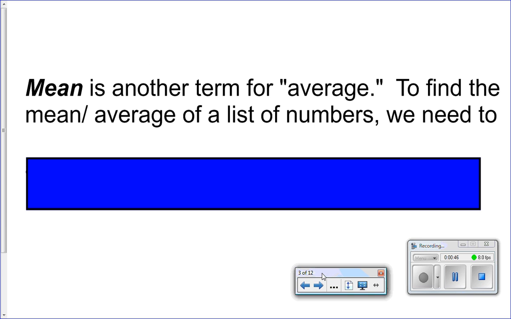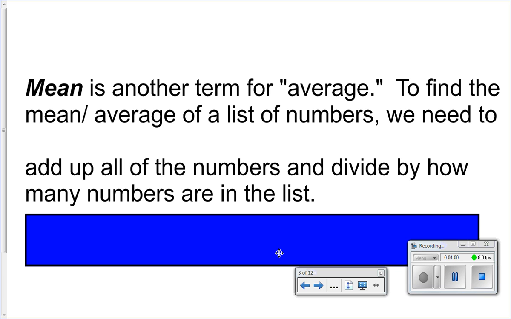Mean is another term for average. To find the mean or average of a list of numbers, we need to, you guessed it, add up all of the numbers and divide by how many numbers are in the list.